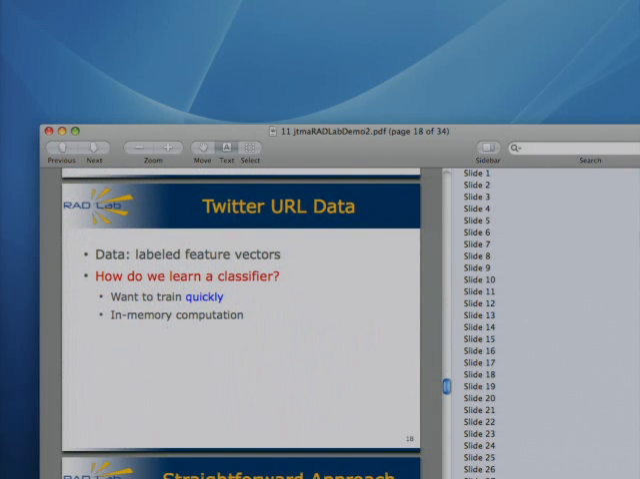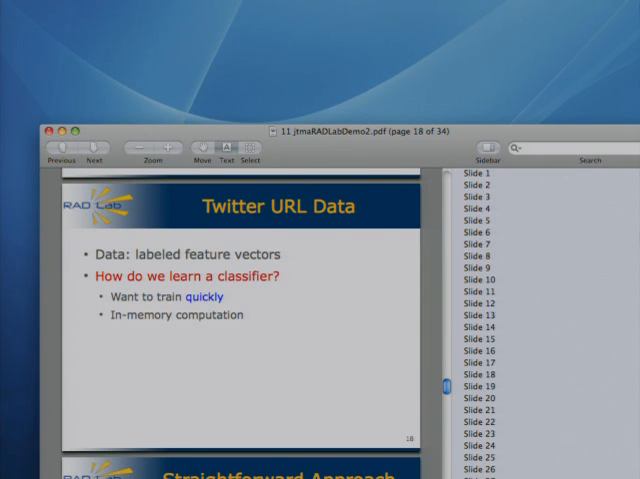So the data we're dealing with are labeled feature vectors. To have a data set where we know some of the data is good, some of the data is bad, we actually had to do some retroactive labeling, looking at blacklists and taking a look at historical data to label the examples as good and bad.